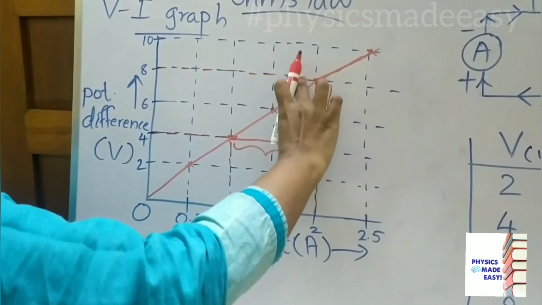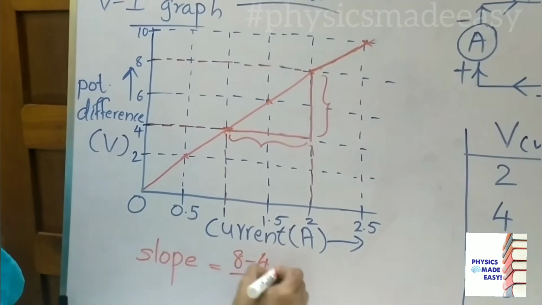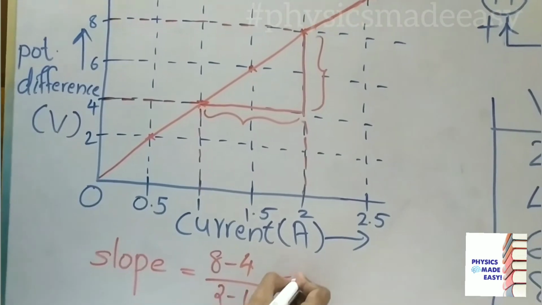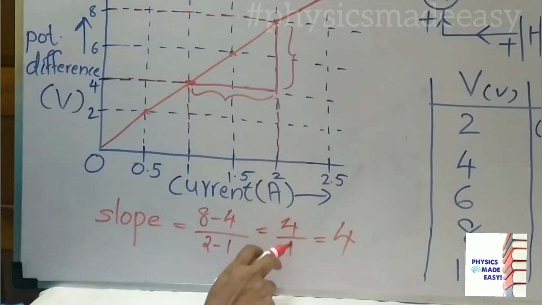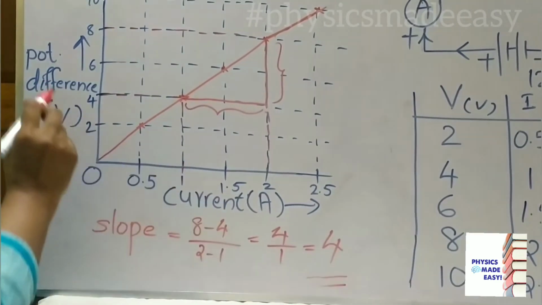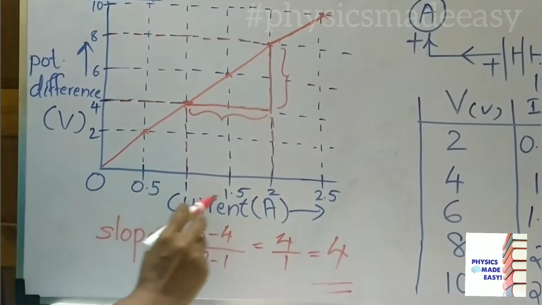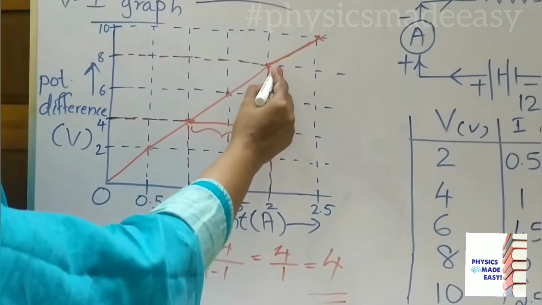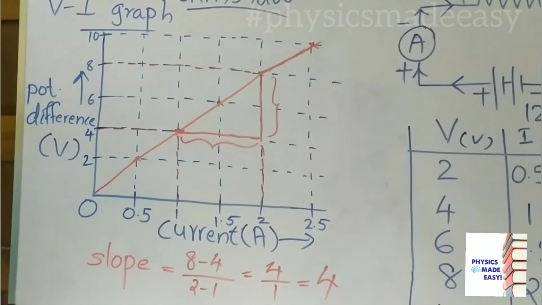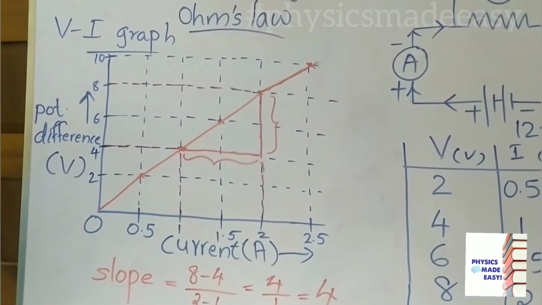Then what is this altitude? Here you can see 8 minus 4 divided by 2 minus 1, so equal to 4 divided by 1 is equal to 4. Here children, you know potential difference is along the y-axis and current is along the x-axis. So here change in y coordinate by x coordinate, that means potential difference divided by current, that is 4 here.